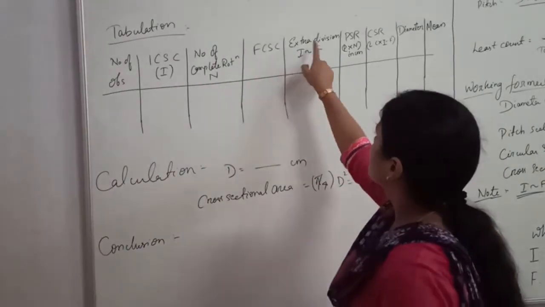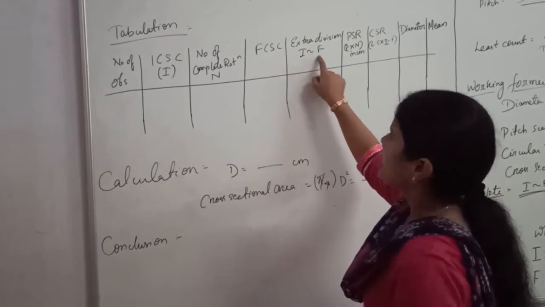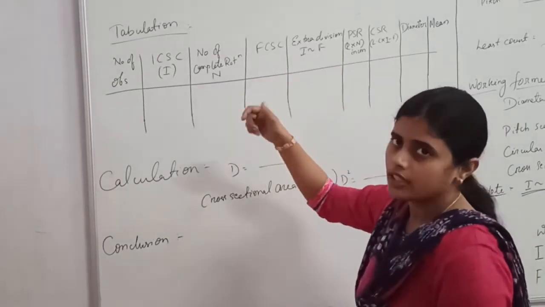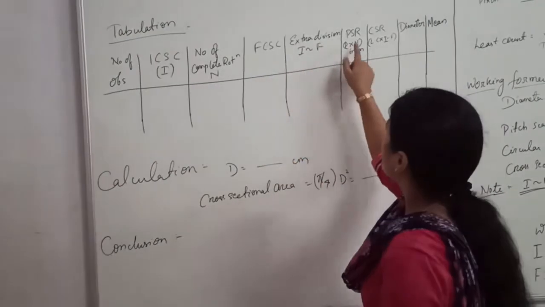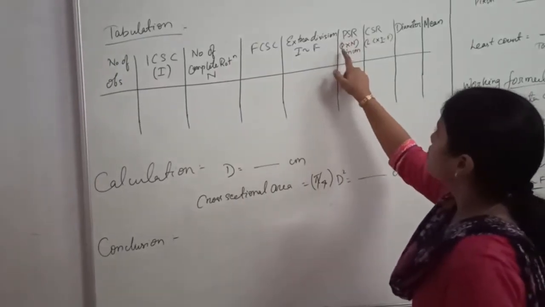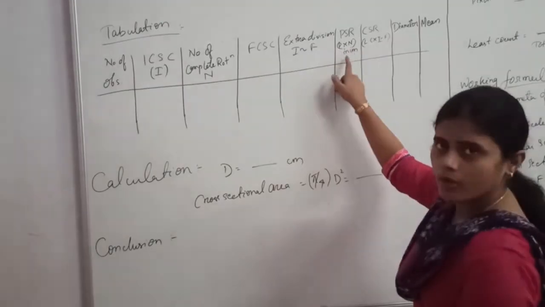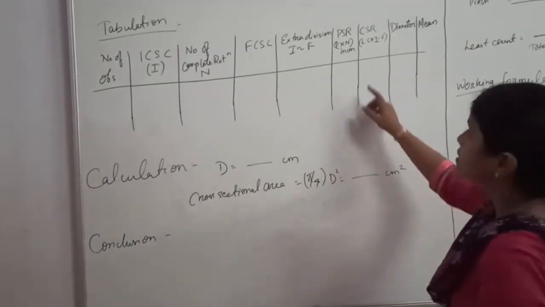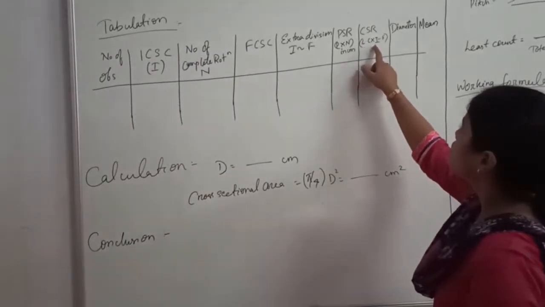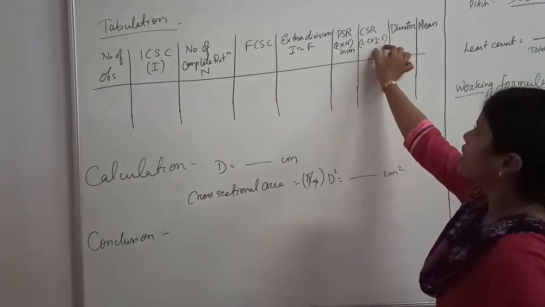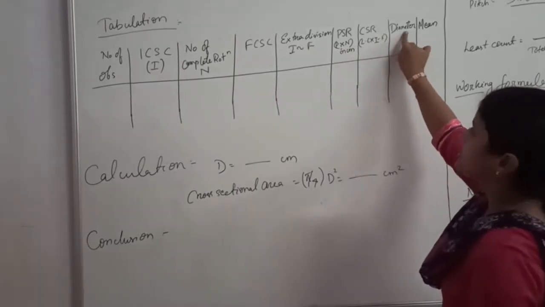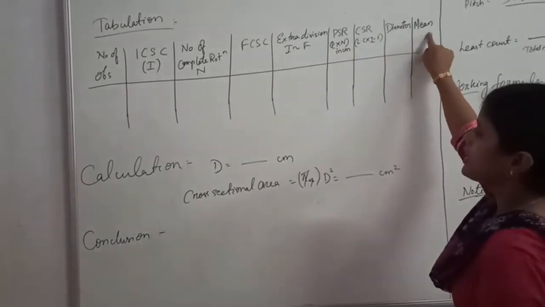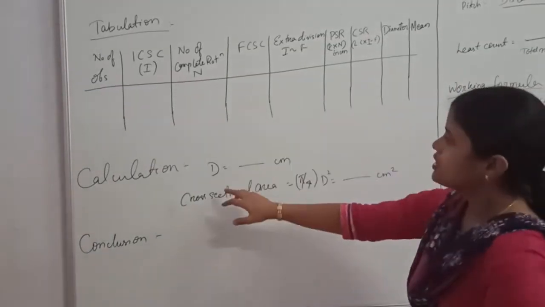And extra division is I minus F, the difference you have to find, that I told you in the note. Then the pitch scale reading is pitch into number of complete rotations, in centimeter. Then the circular scale reading is least count into (I minus F), the extra division. Then the diameter and the mean diameter. After finding, you will do the calculation.